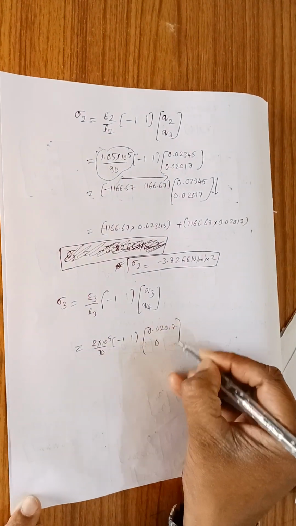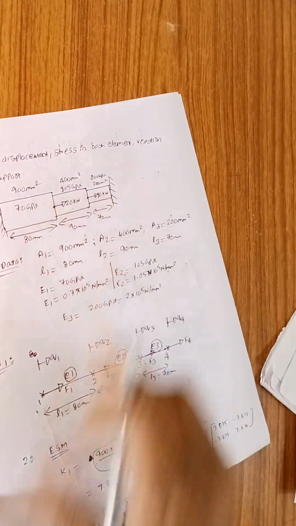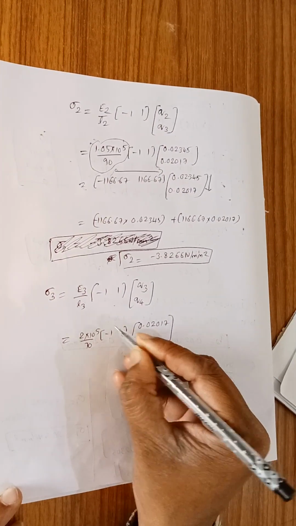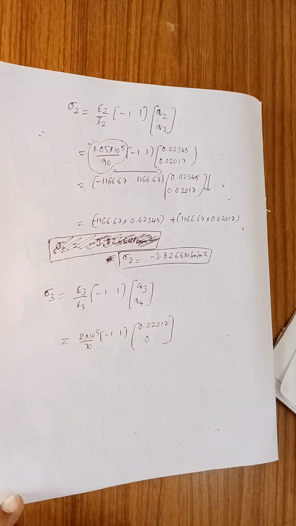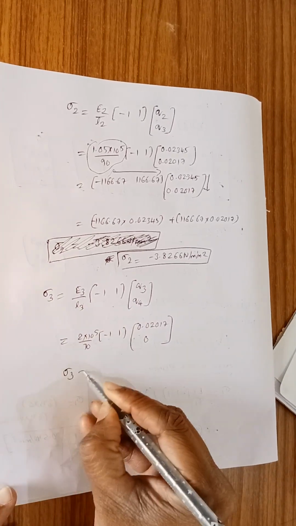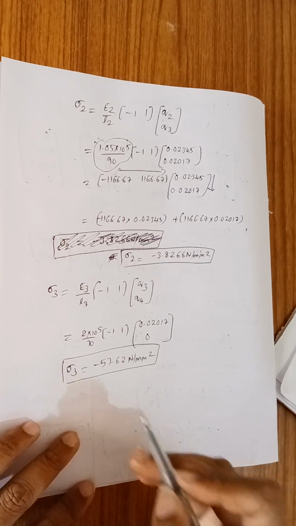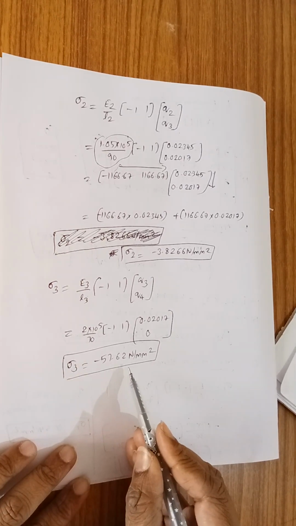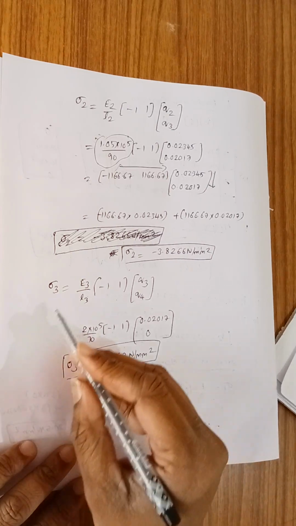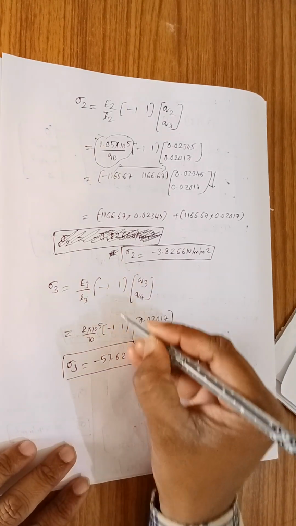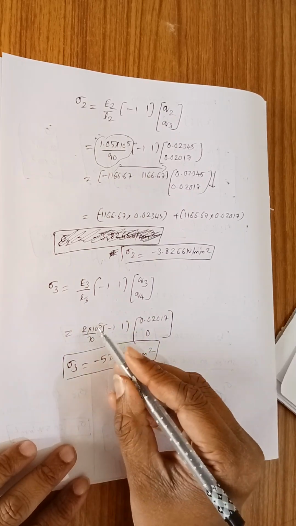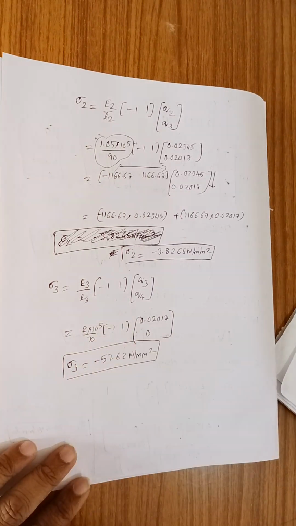Because the node is fixed, as I told you in the beginning itself, here again we have to put that value over here and do the matrix multiplication. Upon solving, we'll get sigma 3 equal to minus 57.62 Newton per mm square. It is nothing but the same thing. First you have to simplify this value, then multiply that value inside, and then perform the matrix multiplication.